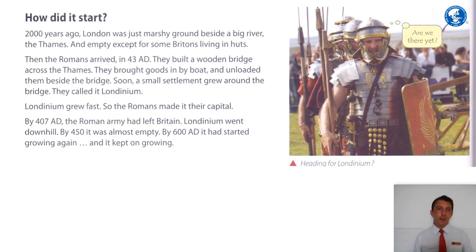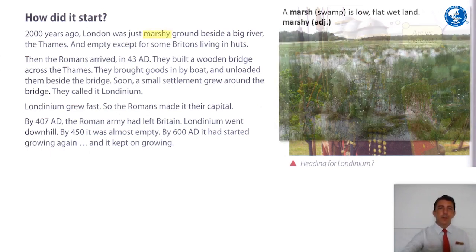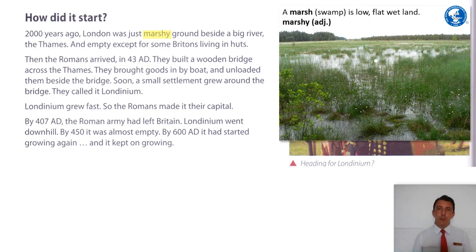So we're going to go back in time and have a look at a bit of the history of London. So the photograph here shows us a Roman soldier, and we'll see what he has to do with London. So we'll begin 2,000 years ago. During this time, London was just marshy ground beside a big river. That river is the Thames. And it was mostly empty, except for some Britons living in huts. So London was just marshy ground.